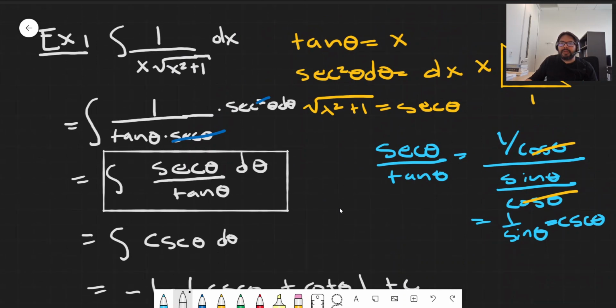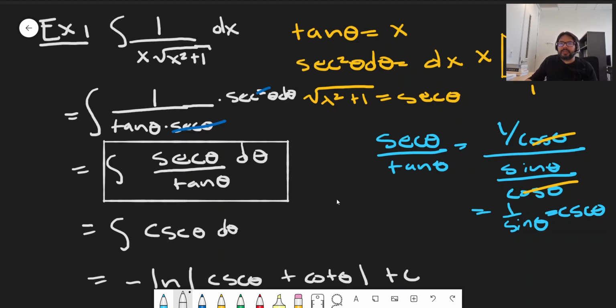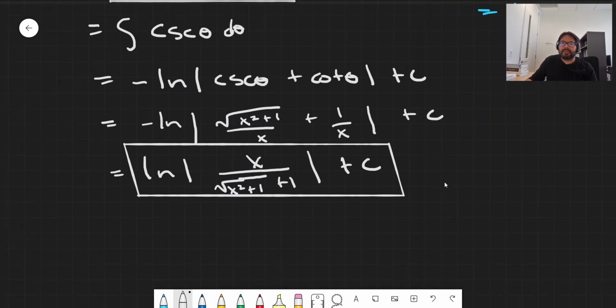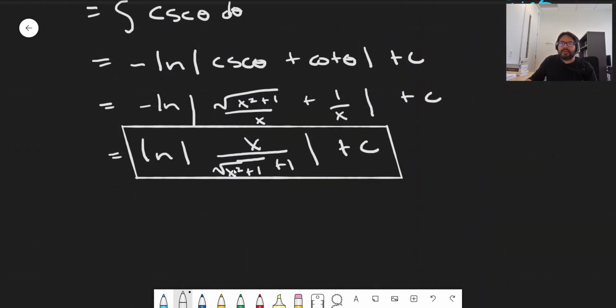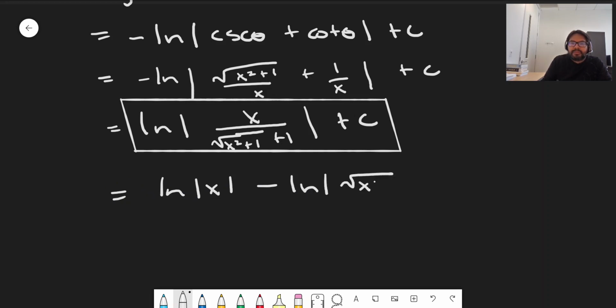Now keep in mind that this actually also represents integrals that involve hyperbolic functions. So that's one thing to consider, is that your answer is going to be very similar to a hyperbolic function. Now you can actually check your work, because notice that this is actually equal to the natural log of the absolute value of x minus the natural log of the absolute value of x squared plus 1, and then you have plus c.